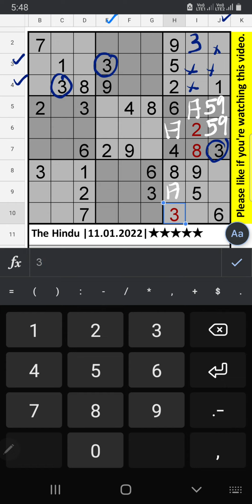Column E and column G we have 3. So 3 can't come in these cells. Then 3 is confirmed here.